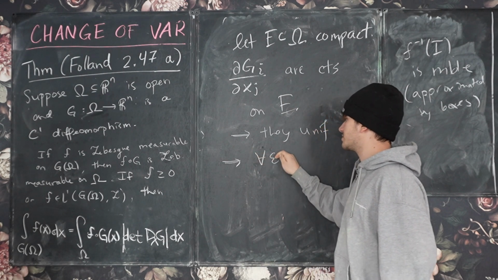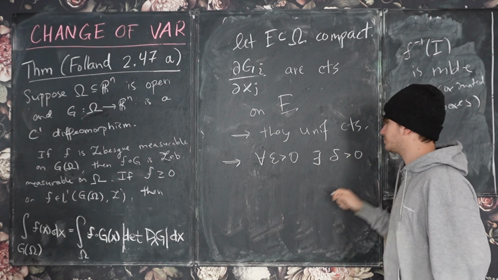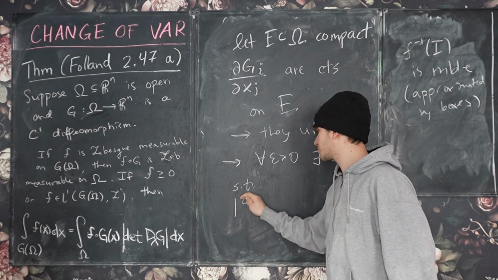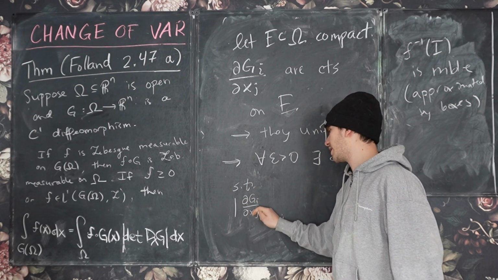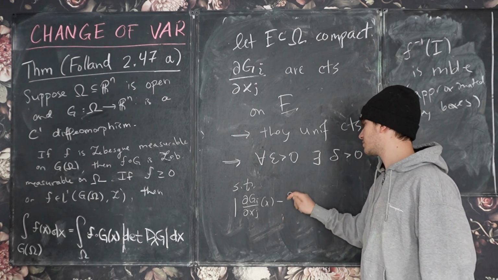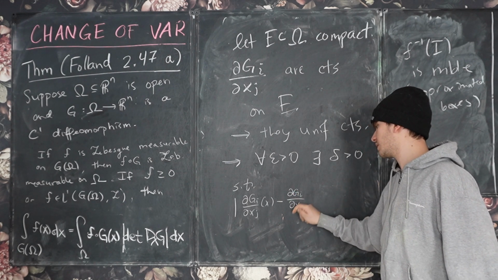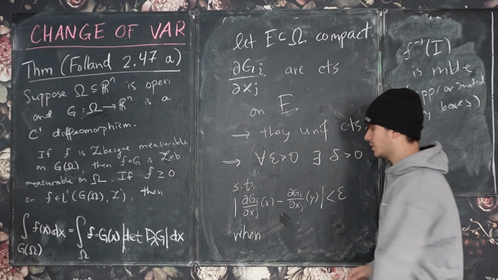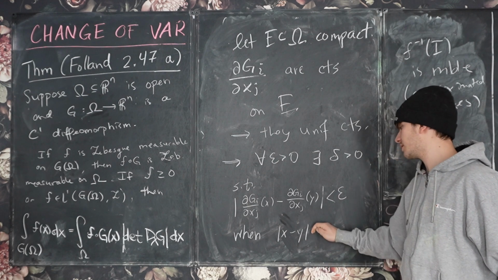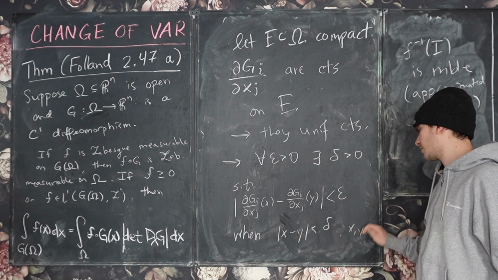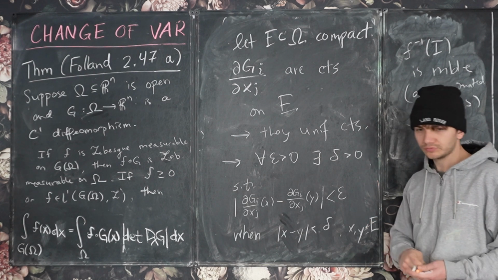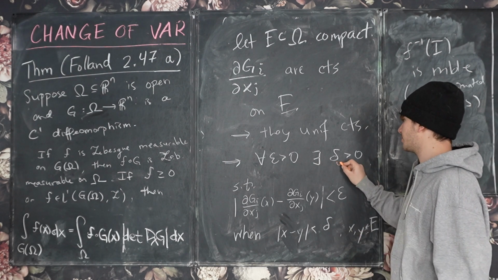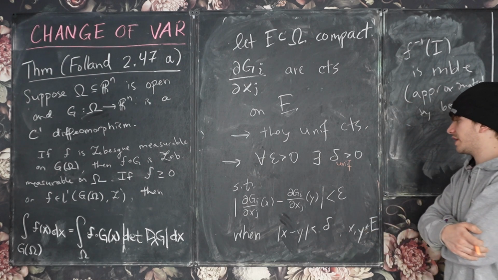So for every epsilon greater than 0, there exists a delta greater than 0 such that the magnitude of partial Gi over partial xj at a point x, minus partial Gi over partial xj at a point y, is less than epsilon whenever the distance between x and y is less than delta, and x and y are in E. In particular, this delta is uniform. It doesn't depend on the choice of x and y.